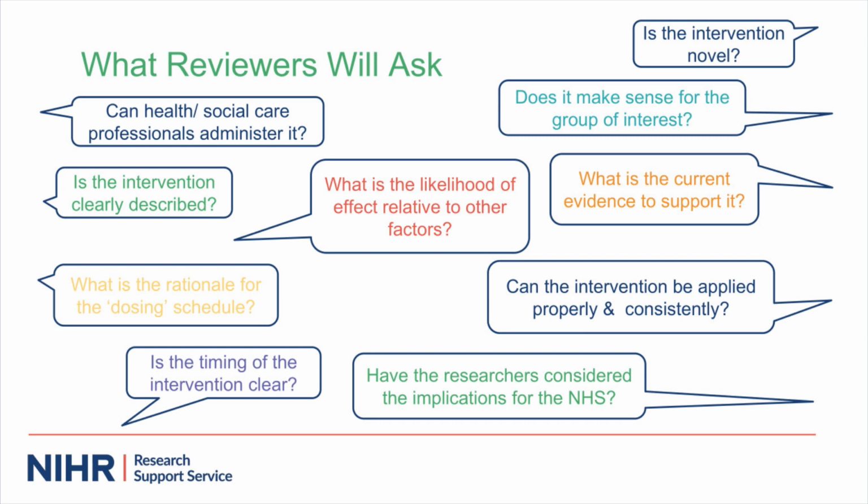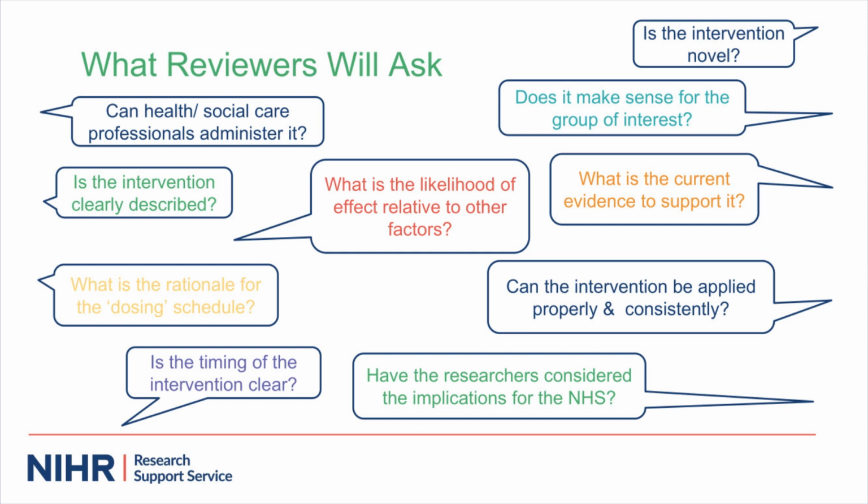What is the rationale for the dosing schedule? So you may say, well, we're going to do this for 3 months, or we're going to do an hour's worth of this intervention over a 6-month period. Well, why? You know, why? What makes you think that will work for a patient? Is the timing of the intervention clear?